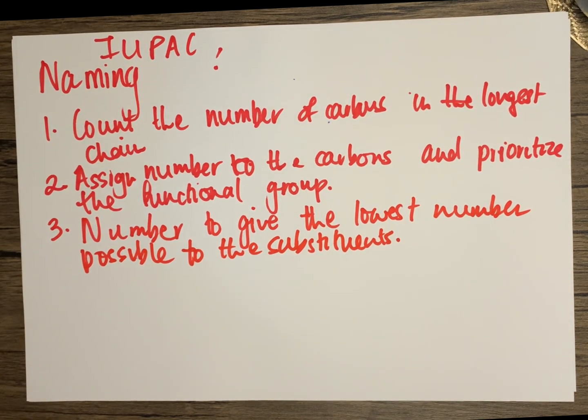Right? So when you are numbering, we're going to speak of different instances. Sometimes we're going to say, in this situation, you must prioritize the alphabetical order. In this situation, you must give the lowest number possible to most of the substituents in the organic molecule, right? So it's going to be varying according to the scenario that you have. So you must number to give the lowest number possible to the substituents, right?